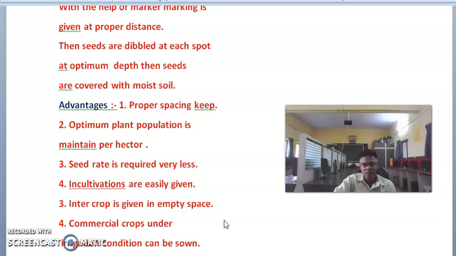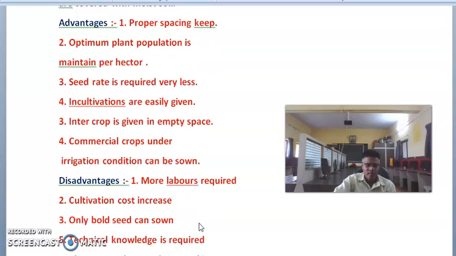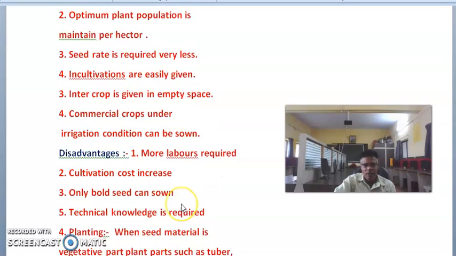Mainly commercial crops and irrigated crops, that is, commercial crops which grow under irrigated conditions, are grown by the dibbling method. Then the disadvantages: number one, more labor and technical knowledge are required. Cultivation cost is also increased. Only bold or big size seeds can be sown by the dibbling method.